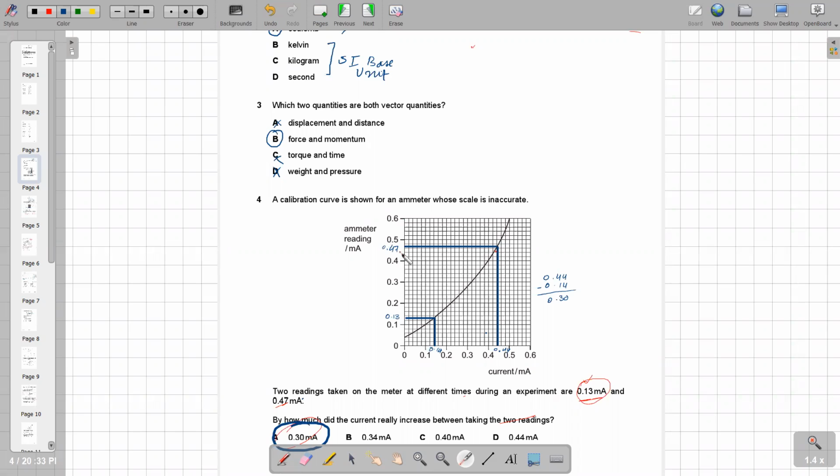So we just draw the perpendicular from 0.13 milliampere and 0.47 milliampere to the horizontal, and we see that 0.14 and 0.44 milliampere is the actual current reading. So just subtract it and we will get 0.30 milliampere, which is the actual difference. So option A is the right answer.